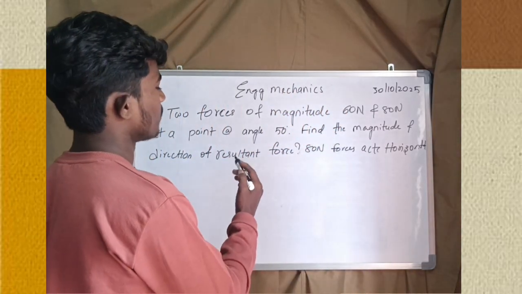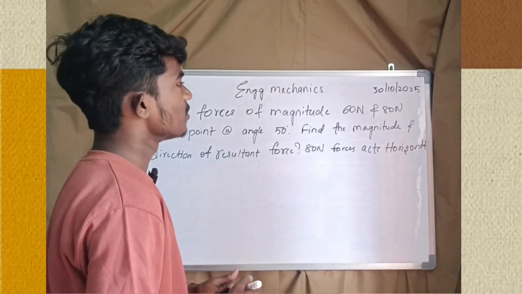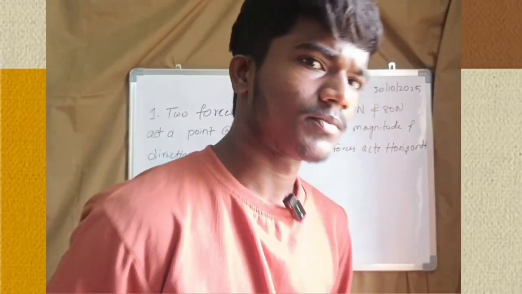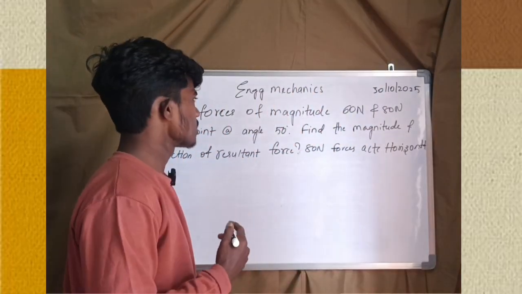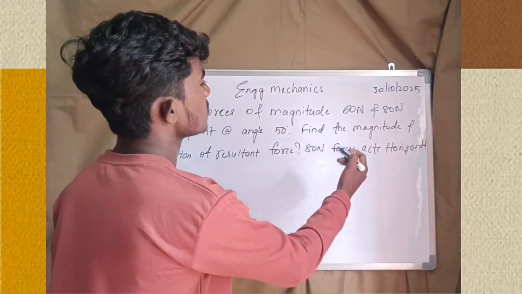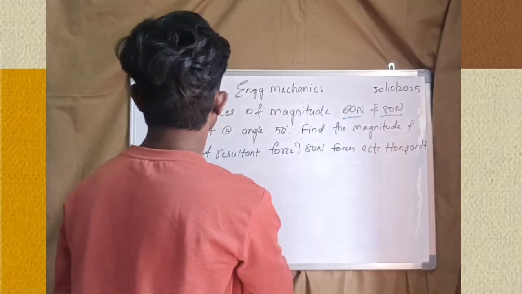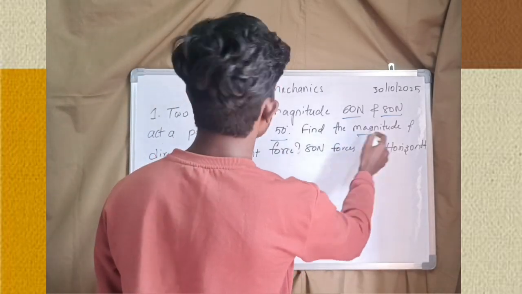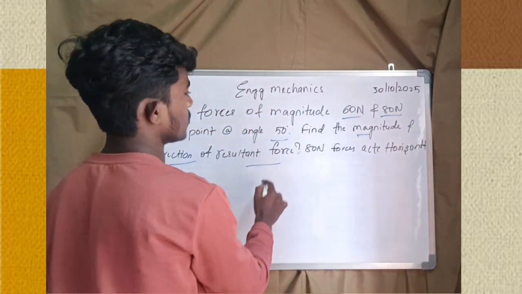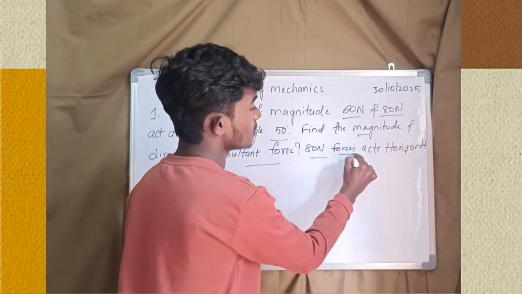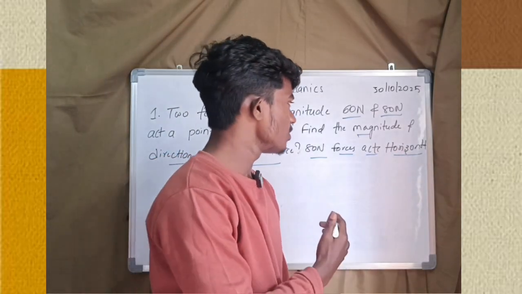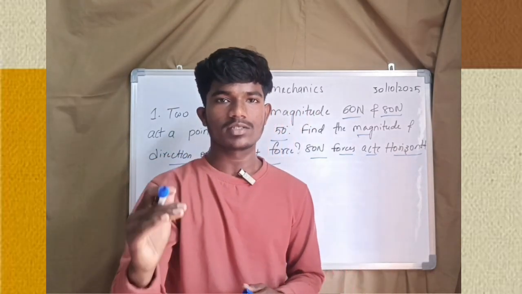Two forces of magnitude 60 newtons and 80 newtons act at a point at an angle of 50 degrees. Find the magnitude and direction of the resultant force. The hint is that the 80 newton force acts in the horizontal direction.